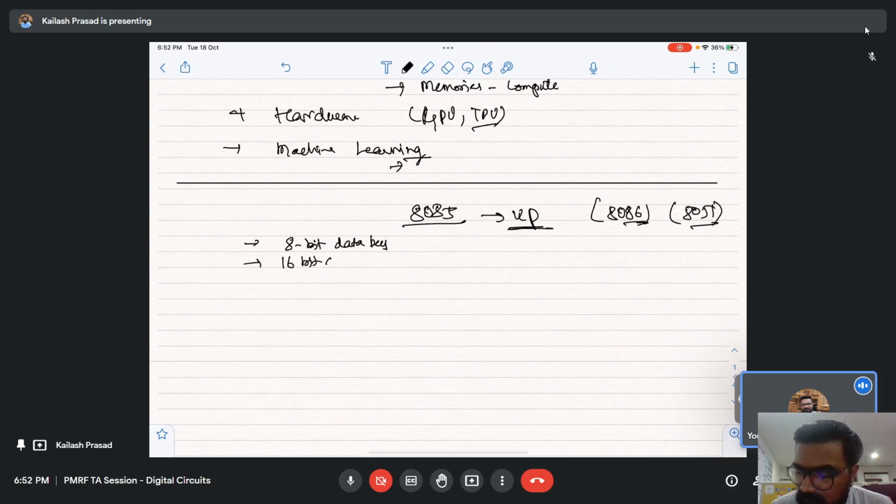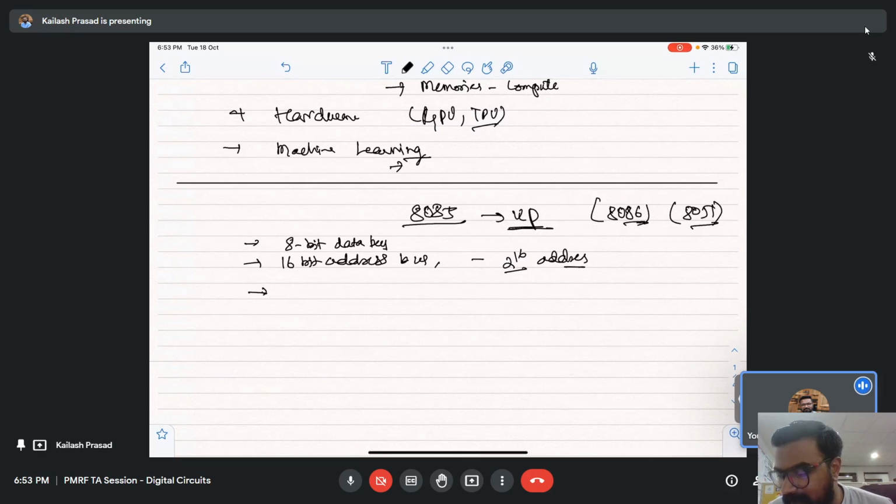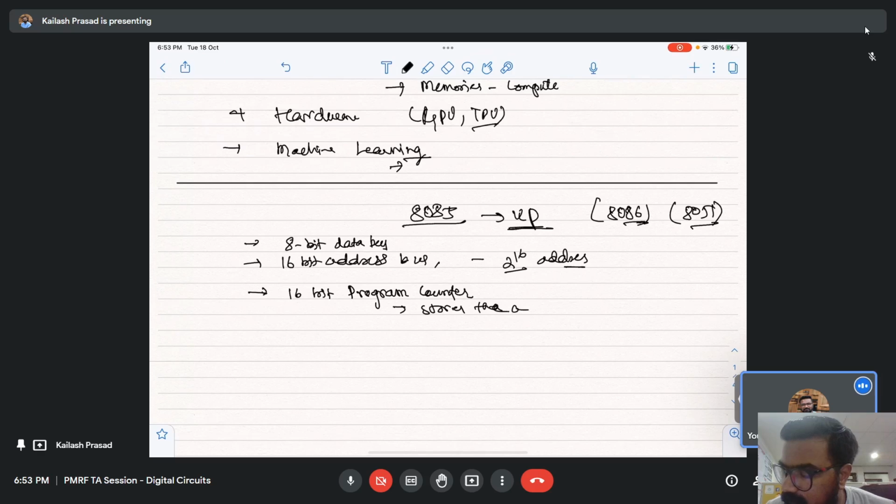Okay, so if you have a 16-bit address, what does it mean? You can go to 2 to the power 16 addresses. Then one of the important things is, if you have a 16-bit address, you have a 16-bit program counter, right? Anybody knows what a program counter does? I will just quickly tell you. It just stores the address of the next instruction.